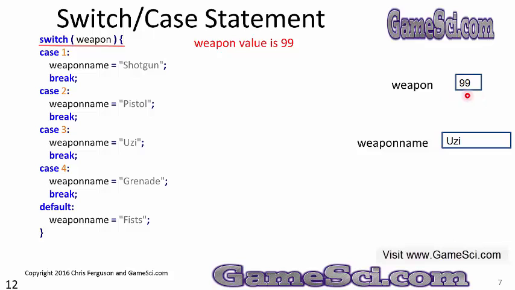I have the 99 in the variable weapon. I still have my Uzi from the last time this executed in weapon name. Weapon value is 99. So what I'm really switching on is 99. Compare 99 to all the different cases. Does 99 match case 1? Absolutely not. That is false. So I'll fall down to the next case and check case 2. Does 99 in weapon match case 2? That's a false statement.